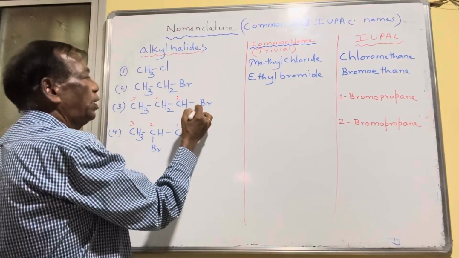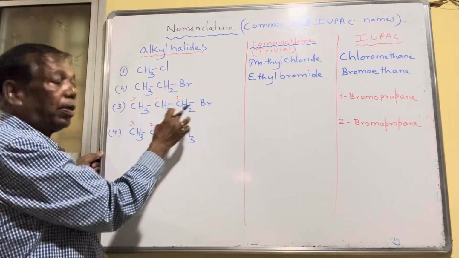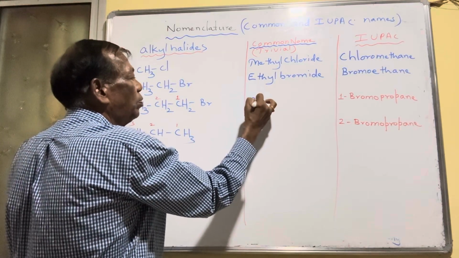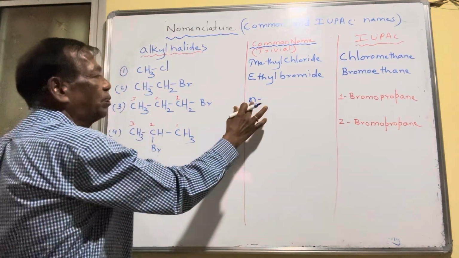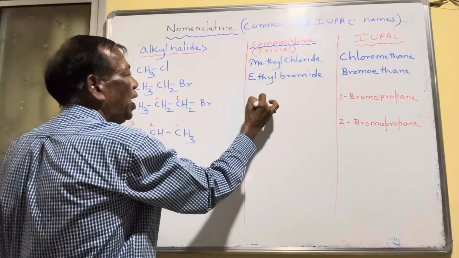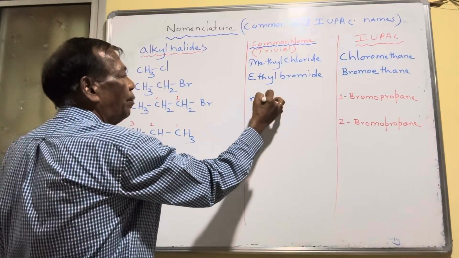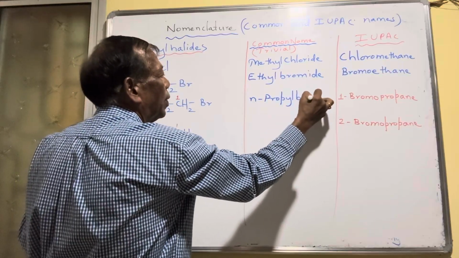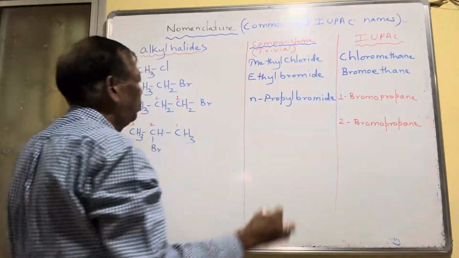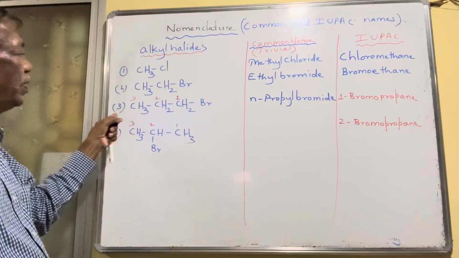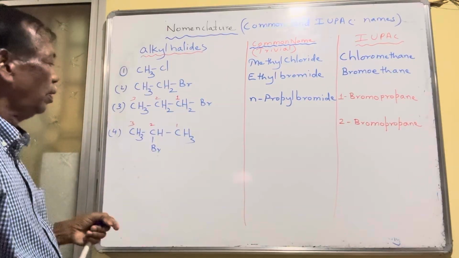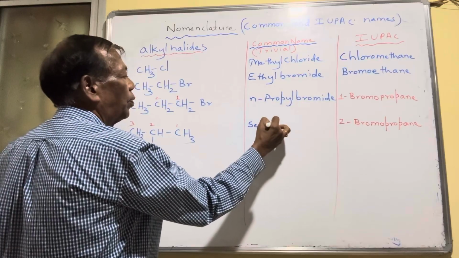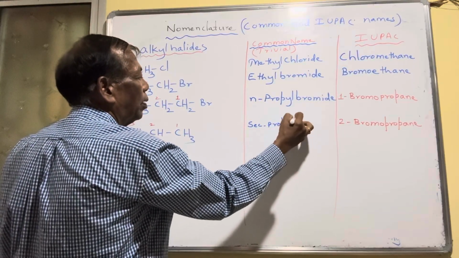Okay. Now, this compound, when you are naming according to common name, see the name of this. This is written here as primary compound. This is secondary compound. So here primary is shown by putting small n. This is small n. I'll put n properly. N propyl bromide. N propyl bromide. Okay. So at once you will understand that this is primary. When I go for this, this is called secondary. So sec propyl bromide.